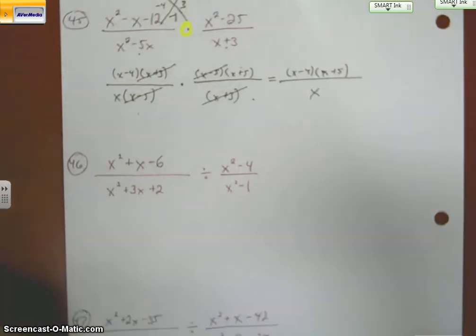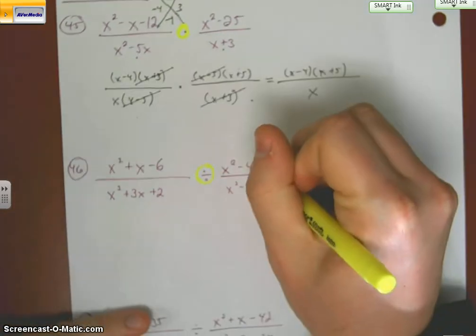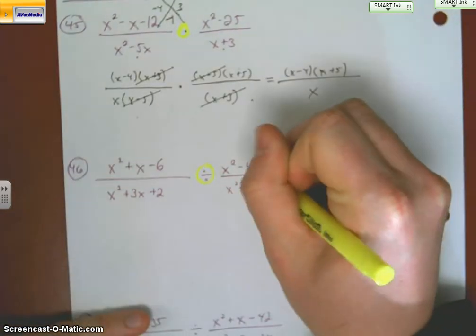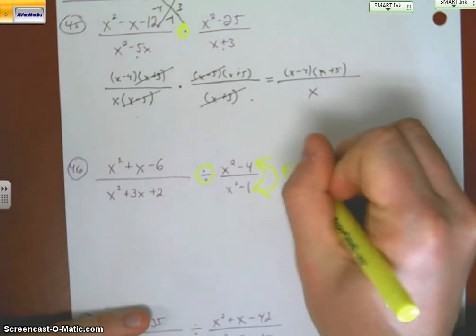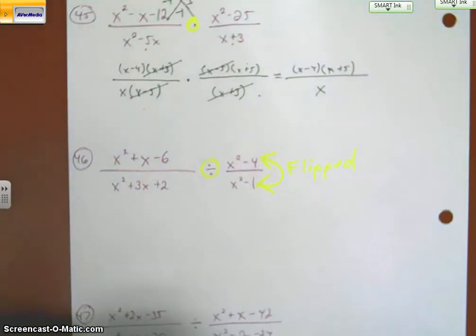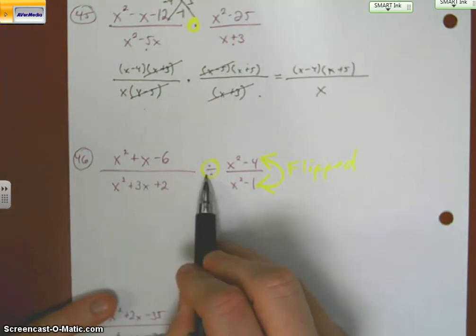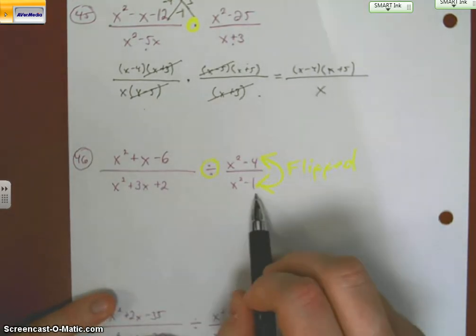Number 46. Recognize once again this symbol in the middle. It is a division sign. So this particular guy needs to be flipped. So this keeps, this will change to a multiplication symbol, and then this one will flip.